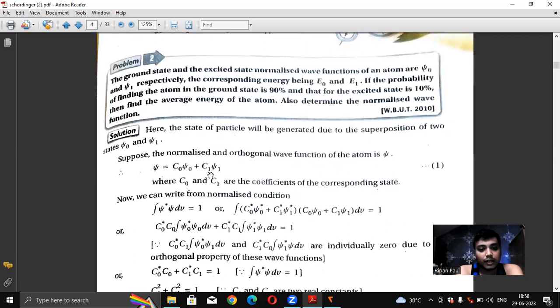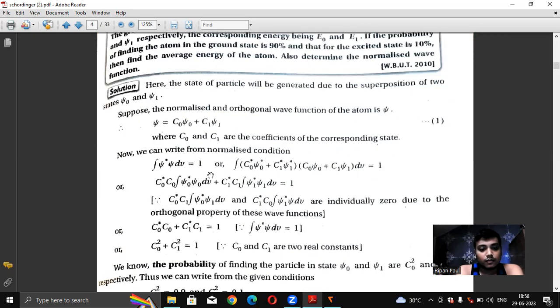Here is one more problem. There you find the normalized wave function. How to find the normalized wave function? I already told that the normalized wave function is denoted by this integral equal to 1.